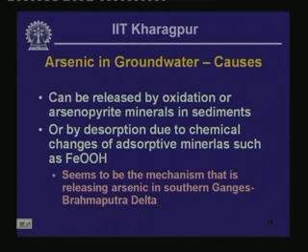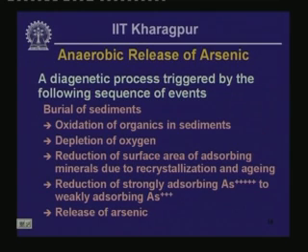Now, arsenic in groundwater could be released by oxidation of arsenopyrite mineral or by desorption due to chemical changes of naturally occurring adsorptive minerals within the sediment, such as FeOOH. The first one is an aerobic trigger, while the second one is the anaerobic trigger. The second one, in fact, is apparently the mechanism that is releasing arsenic in the Ganges Brahmaputra delta. How does that sequence take place? It is listed here.